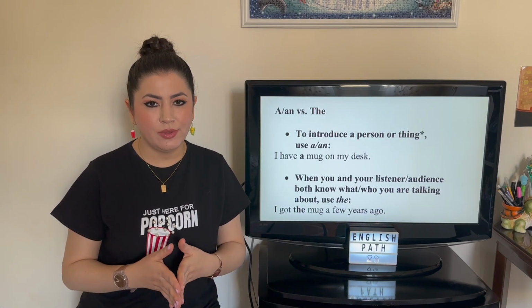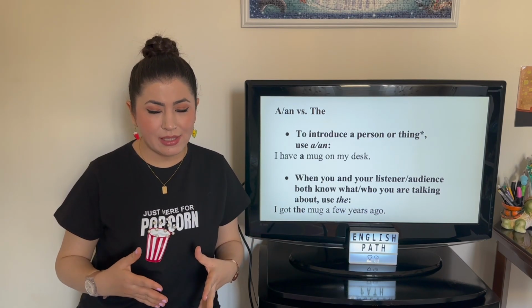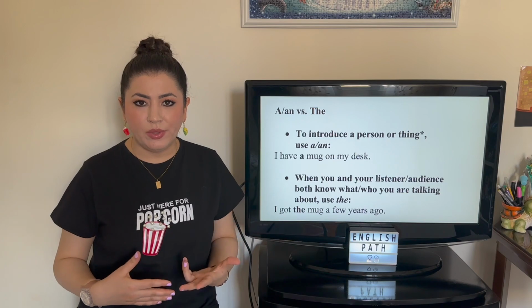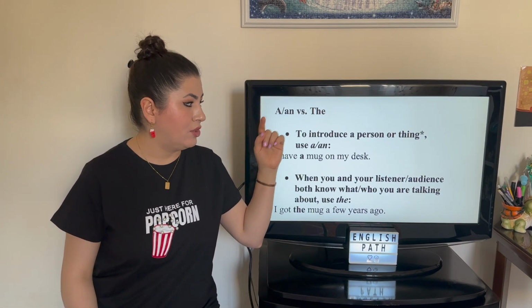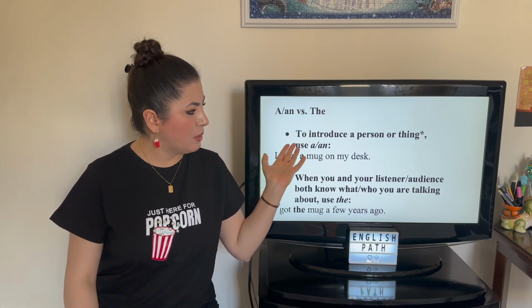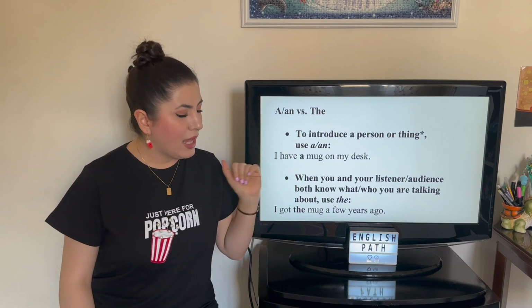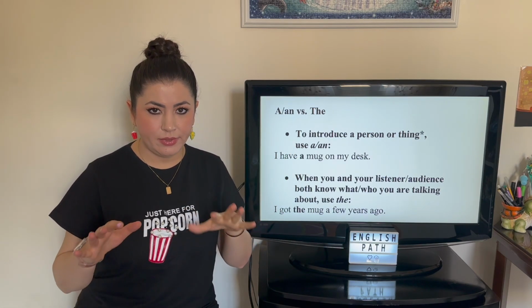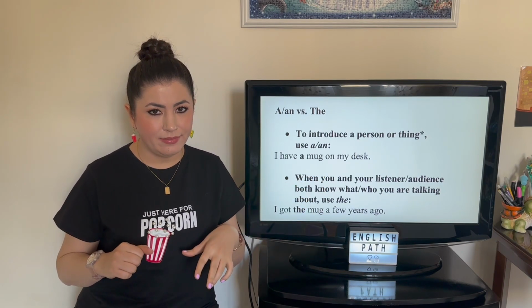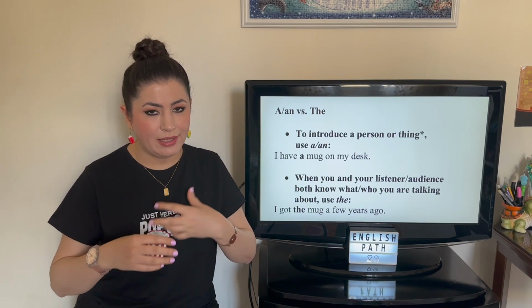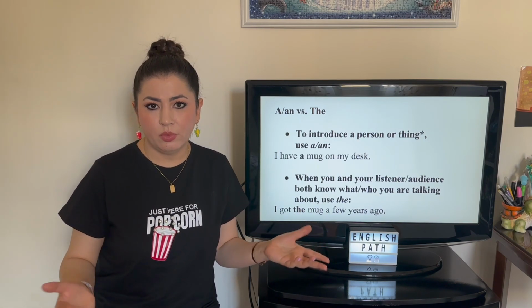Remember when I told you that you can use articles a or an with countable nouns? Now let's get familiar with these articles and see when to use a or an and when to use the. To introduce a person or thing, use a or an. I have a mug on my desk. Okay, I introduced my mug to you. It is on my desk. Now, when I want to talk about it again, I'll say, I bought the mug a few years ago. Which mug?